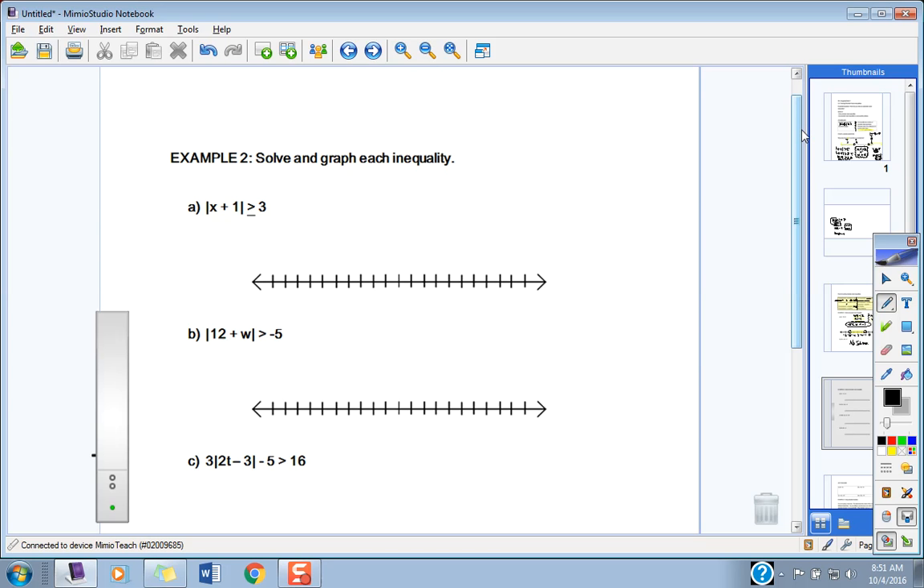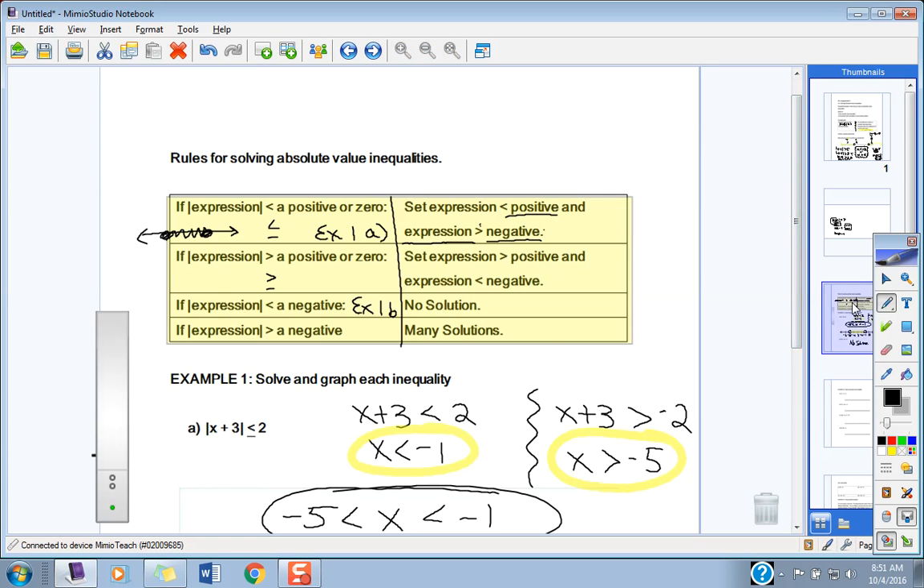Right here, guys, example 2A: solve and graph each inequality. Here we're comparing the absolute value of an expression greater than what kind of a value? Positive. I'm going to go back to my rules. You tell me what to do. In example 2A, I have the absolute value greater than a positive. If I could label these rules rule 1, rule 2, rule 3, rule 4, which of the rules would you apply there to solve this?